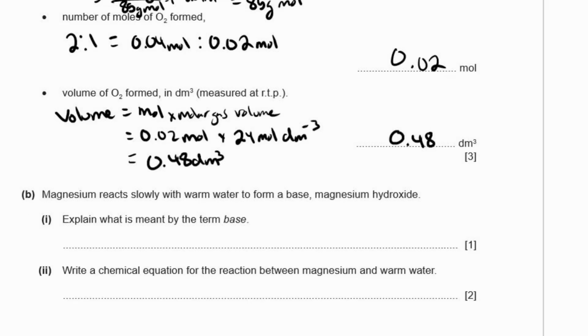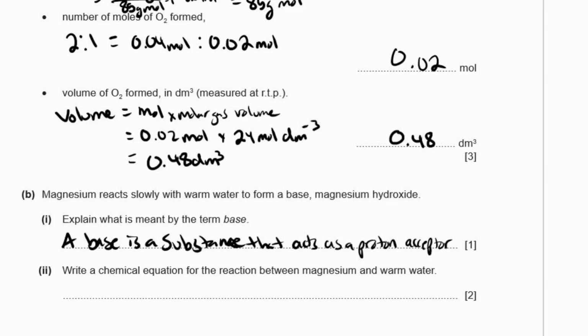B, magnesium reacts slowly with warm water to form a base, magnesium hydroxide. Explain what is meant by the term base. So a base is a substance that acts as a proton acceptor. And remember, proton, that just means H+. An acid is a proton donor. It donates the H+, so a base can accept it.